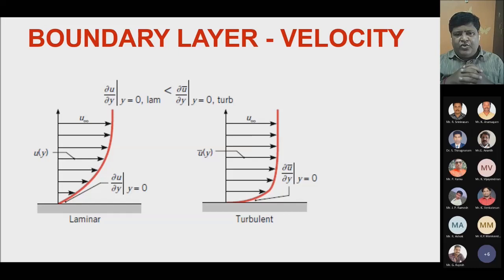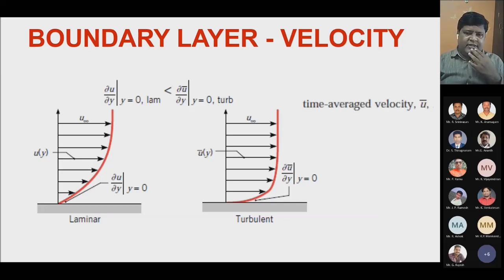So if you find dou u by dou y at y equal to 0, in laminar that is less than dou u by dou y at y equal to 0 in turbulent. You can see in the velocity profile, the slope tells you that the velocity gradient is lesser in the case of laminar, and in turbulent the velocity gradient is very high in the y direction.